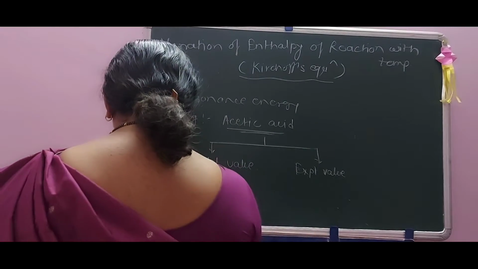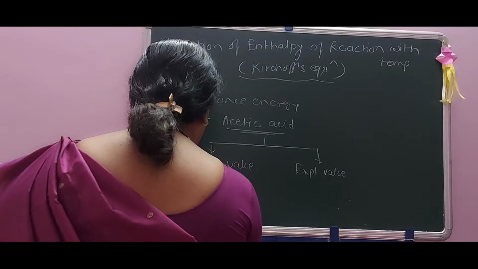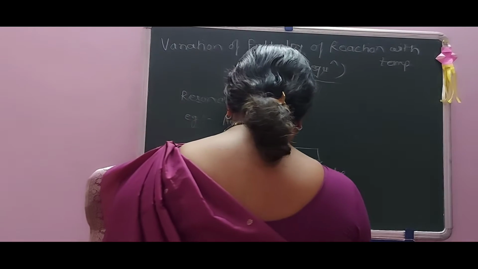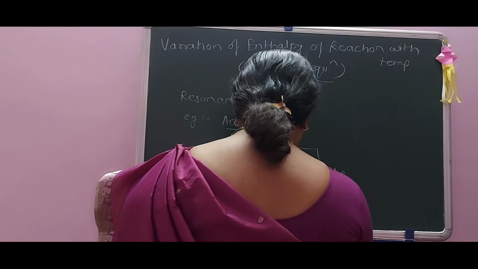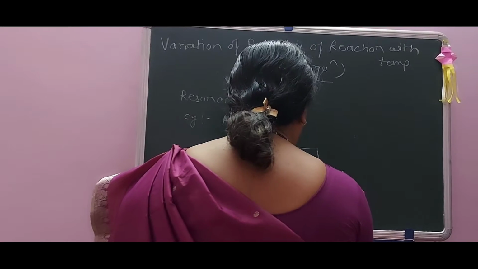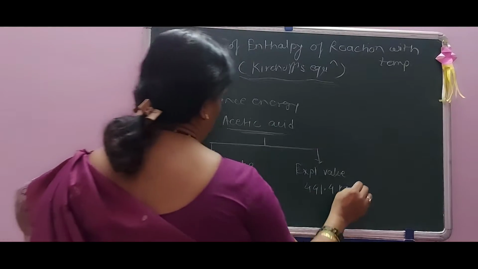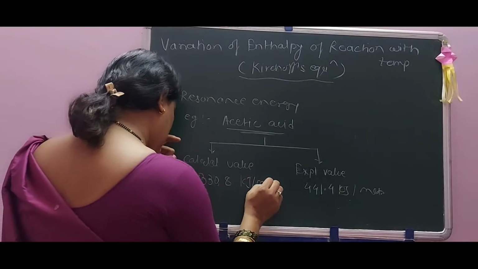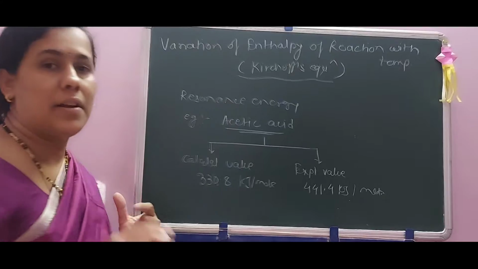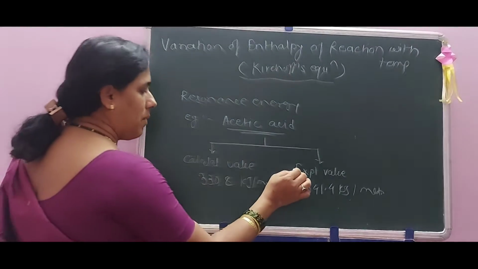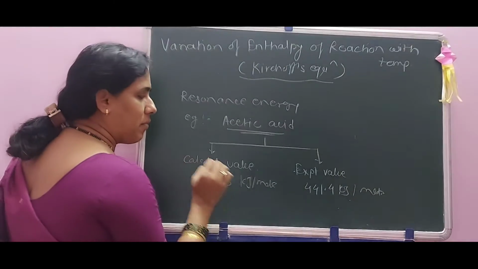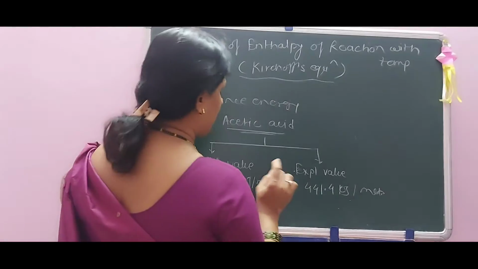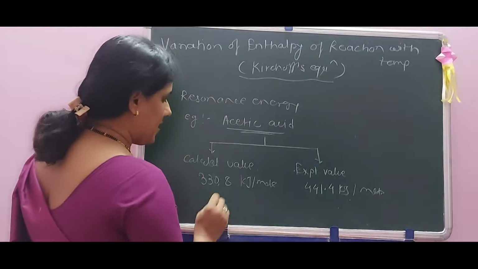The calculated value is equal to 330.8, and your experimental value is equal to 441.4 kilojoule per mole. Now, what is the resonance energy? That is the difference between the experimental value and the calculated value. Whatever the difference between them, that is the resonance energy for this acetic acid.